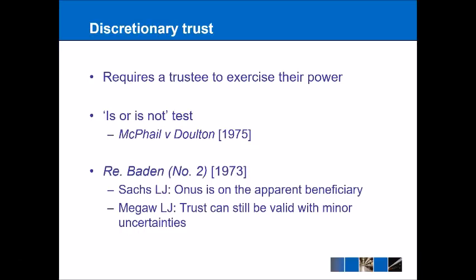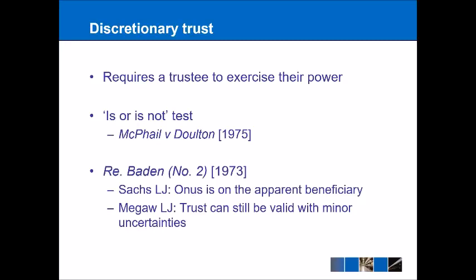Moving on, we can look at discretionary trusts, and these are a bit of a misnomer because they're not exactly discretionary. They actually require the trustee to exercise their power, as opposed to fiduciary mere powers where there is no such obligation, as we saw. So again, we can apply the is or is not test, and the case of MacPhail and Dalton basically brought that is or is not test from Re Benjamin and fiduciary mere powers and translated it, so they said that they could use exactly the same test in relation to discretionary trusts.